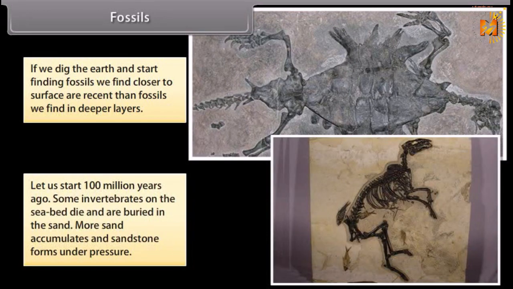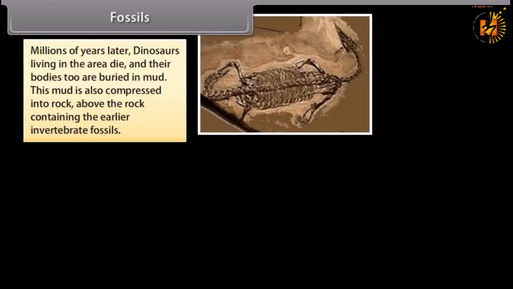Let us start 100 million years ago. Some invertebrates on the seabed die and are buried in the sand. More sand accumulates and sandstone forms under pressure. Millions of years later, dinosaurs living in the area die and their bodies too are buried in mud. This mud is also compressed into rock above the rock containing the earlier invertebrate fossils.